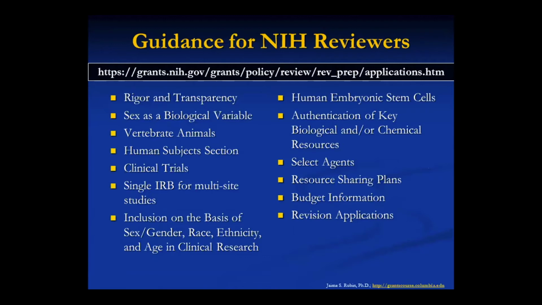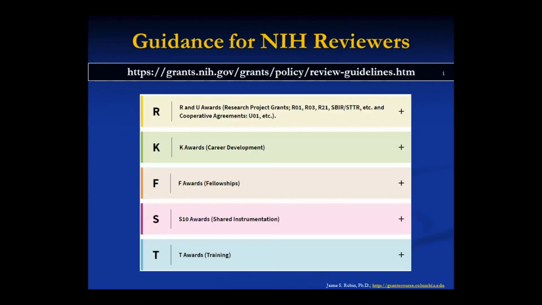These are a number of the other bullet items that reviewers will look at, as I mentioned: vertebrate animals, human subjects, budget information, and so forth. And at this URL is all of the guidelines that the reviewers are given when considering each of these topics. Similarly, additional information for different types of funding mechanisms.